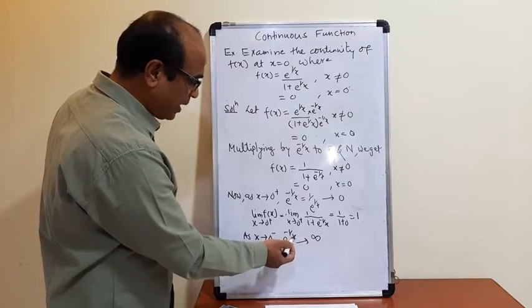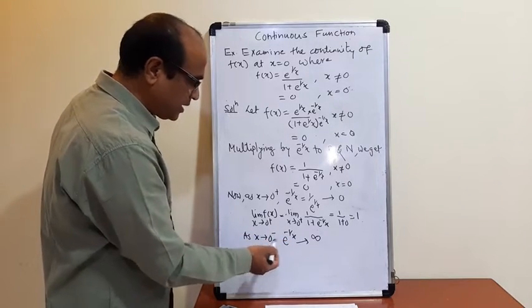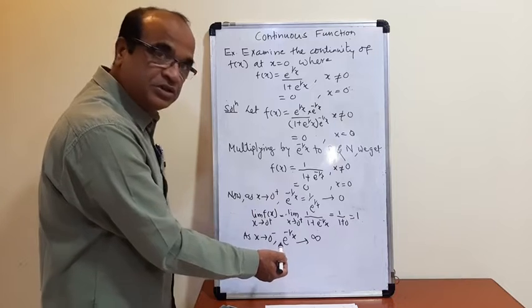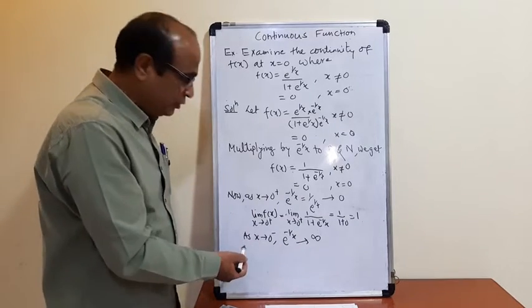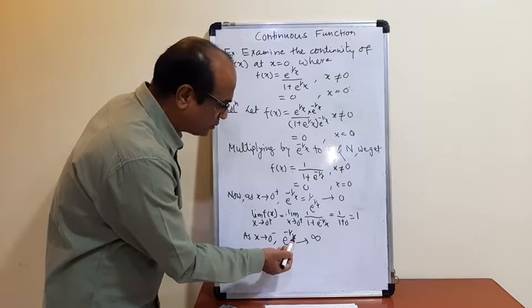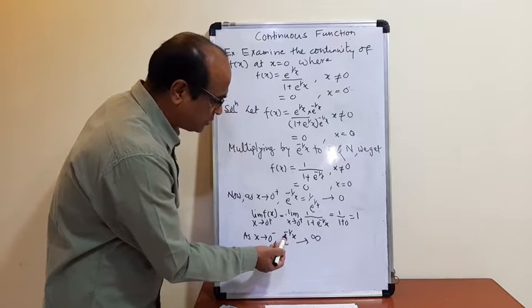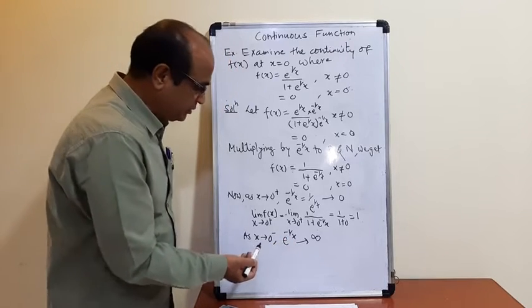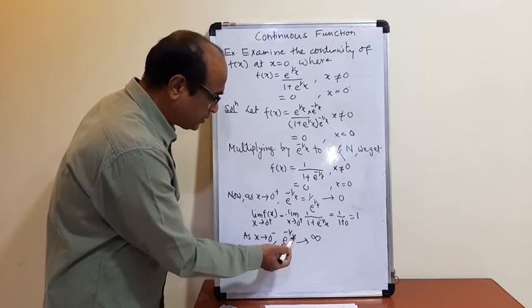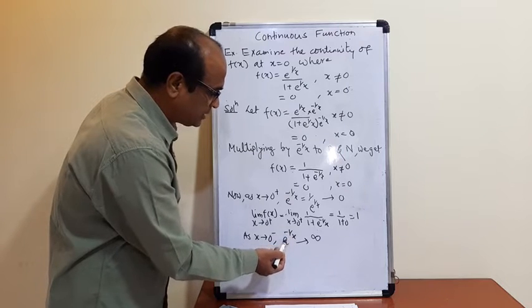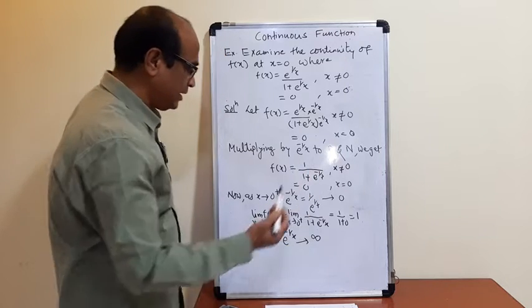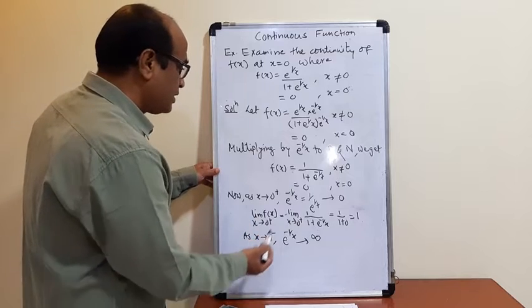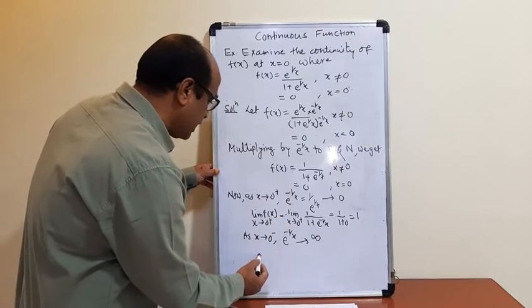Because all the values of x from the left hand side of 0 are negative, this negative and this negative is positive. Then 1 upon 0 is infinity. E raised to infinity is infinity. Okay. So therefore, what is the limit of this function? That is the left hand limit.